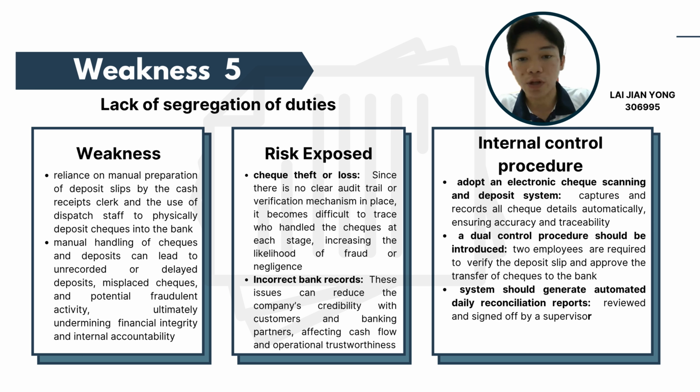First, implement an electronic check deposit system to ensure accuracy and traceability. Second, introduce dual control, requiring two staff to verify and approve deposits. And third, use automated reconciliation reports reviewed by the supervisor. By strengthening controls, Sinto Agro can enhance accountability, reduce fraud risks, and protect its financial integrity.